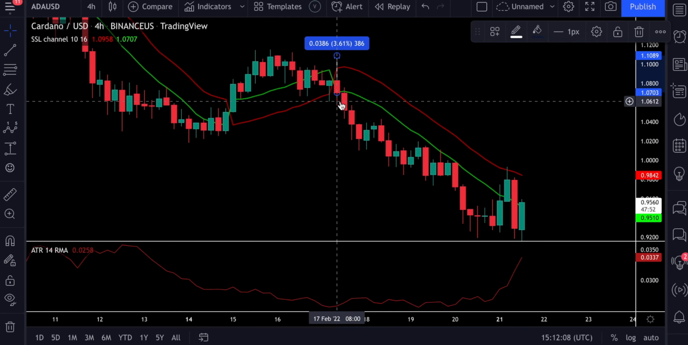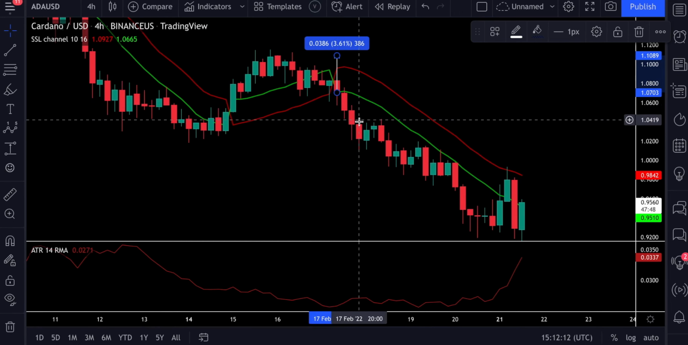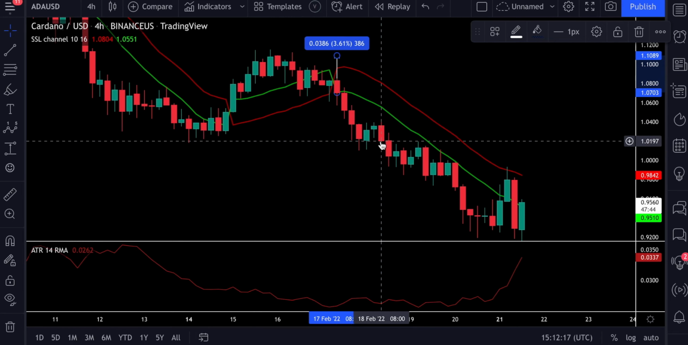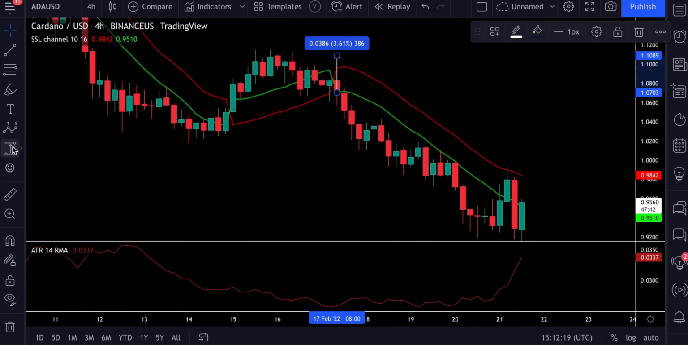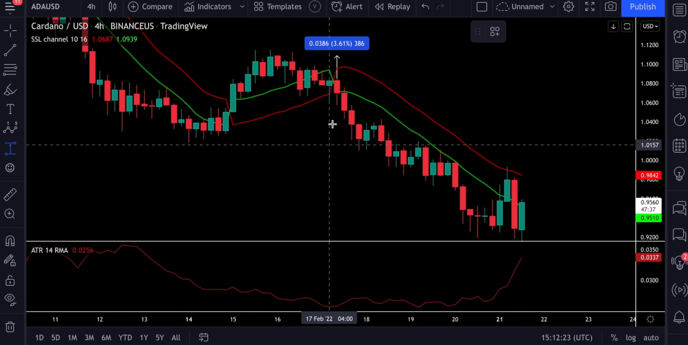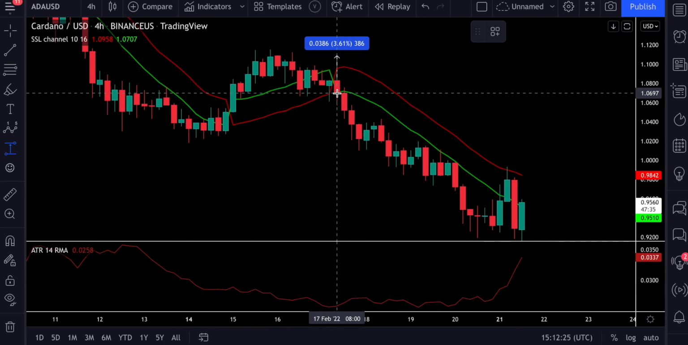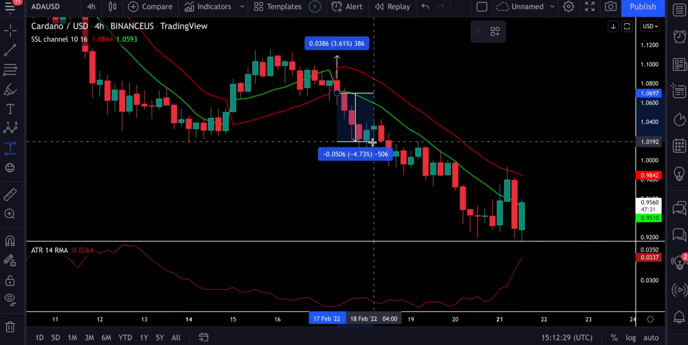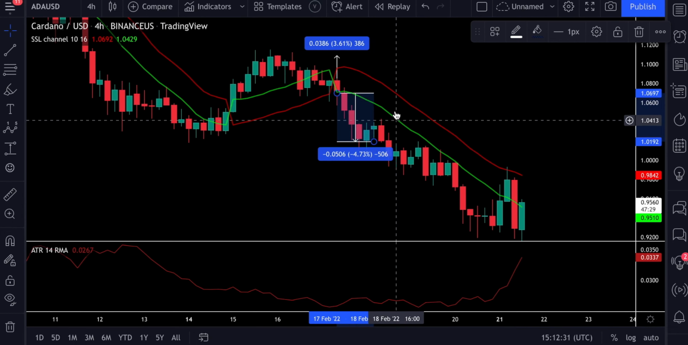Now we wait until the price moves in our favor and hits two times the ATR. So in that case, let's have a look, 25 times 2 is 50. So 50 is two values of the ATR.